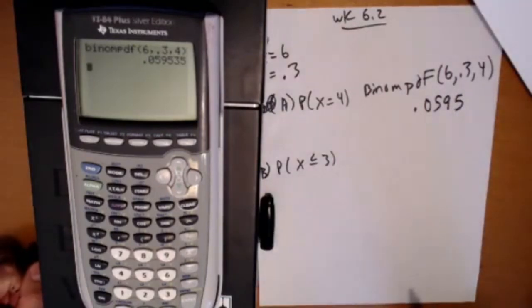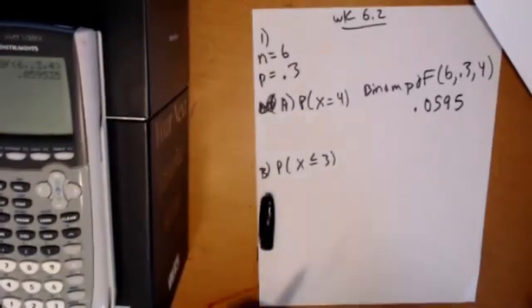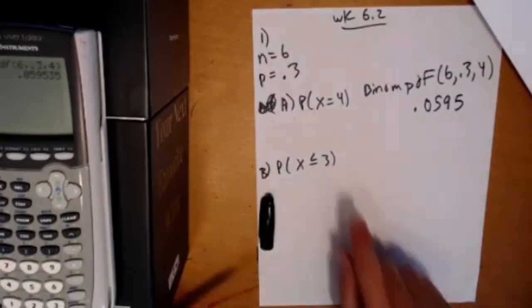I'll usually tell you how to round, but for right now, let's just round to the fourth place for no particular reason. Okay, the next problem says 3 or less. Notice how I wrote it. I said X is less than or equal to 3, so that's 3 or less.